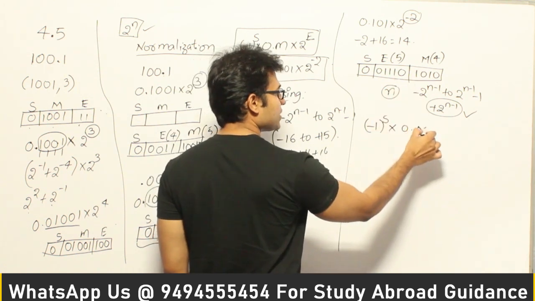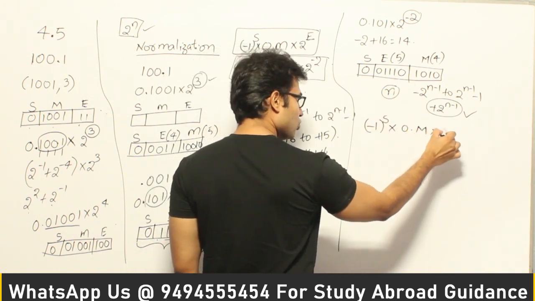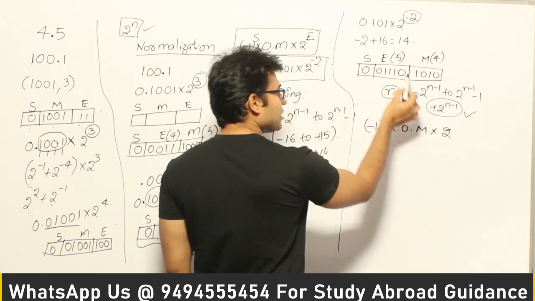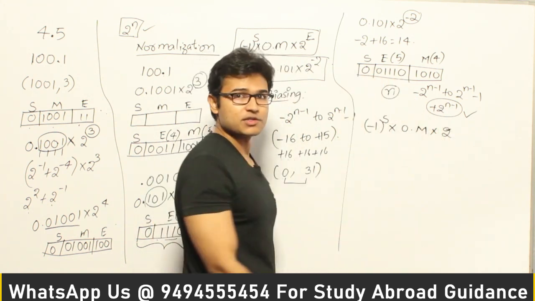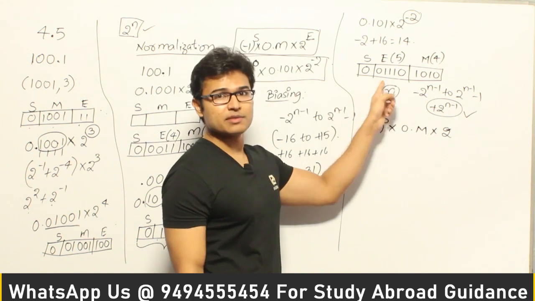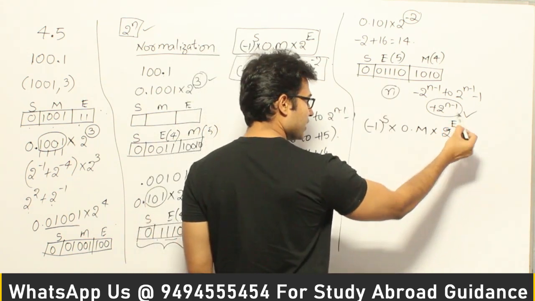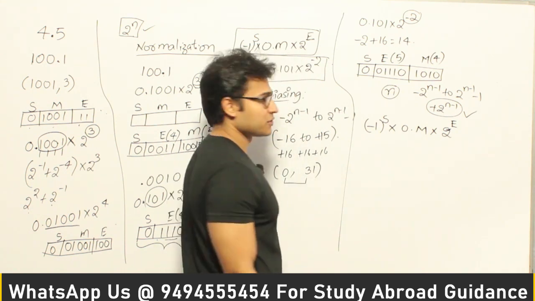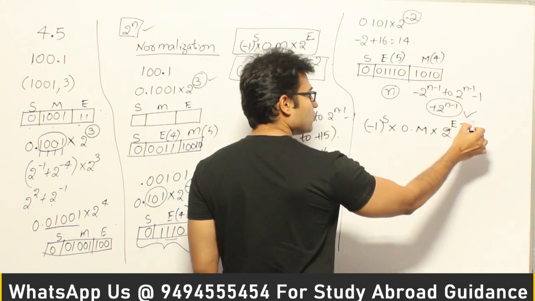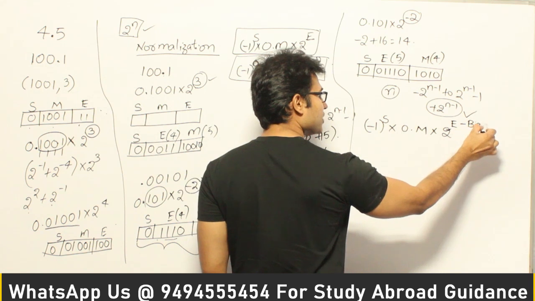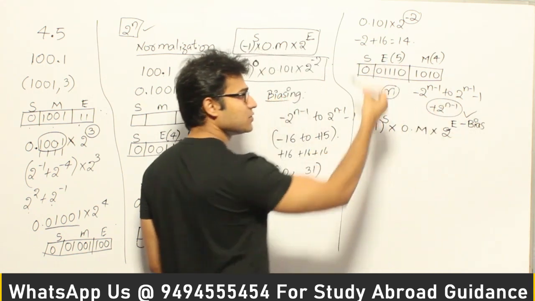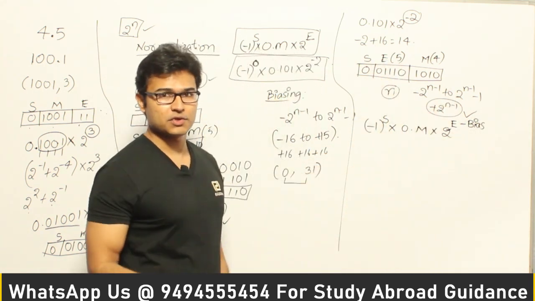0 point mantissa into 2 power. Now actually this exponent doesn't represent the actual exponent, this exponent represents the biased exponent. Therefore whatever is there in the exponent field, you take it as it is, as if it is a positive number, and from that you subtract the bias. So why should you subtract the bias? Because you have added it while storing it, then you are going to get the actual number, right?